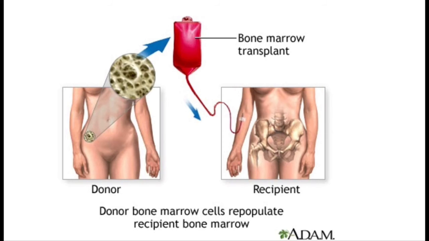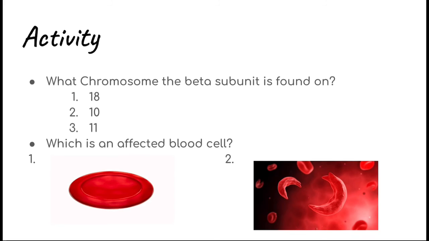Now, I have a quick little activity. It's very, very easy. The first question is what chromosome the beta subunit is found on. And the second question is which is the unaffected blood cell. Now, I will give you 5 seconds to try and guess, or you can even go back to the slides because I've mentioned it. So I give you 5 seconds to think.